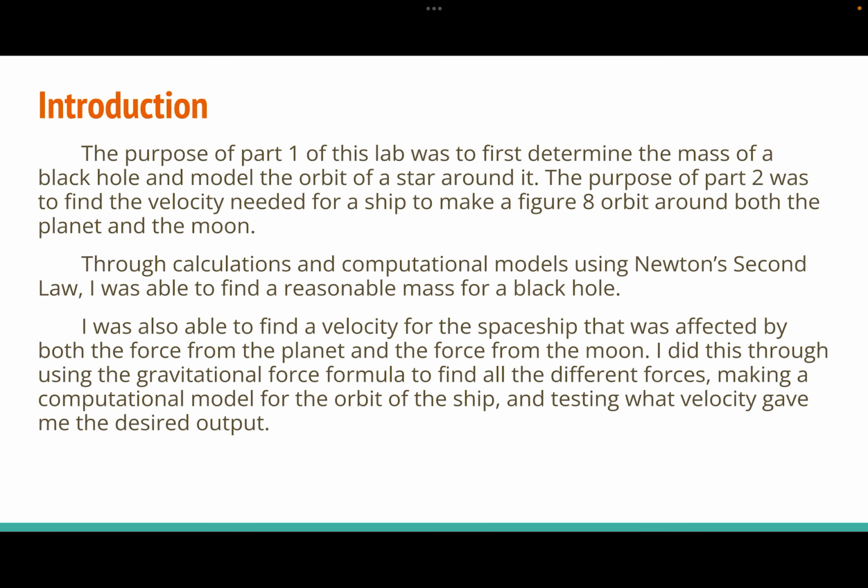The purpose of part 1 of this lab was to first determine the mass of the black hole and model the orbit of a star around it. The purpose of part 2 was to find the velocity needed for a ship to make a figure-8 orbit around both the planet and the moon.